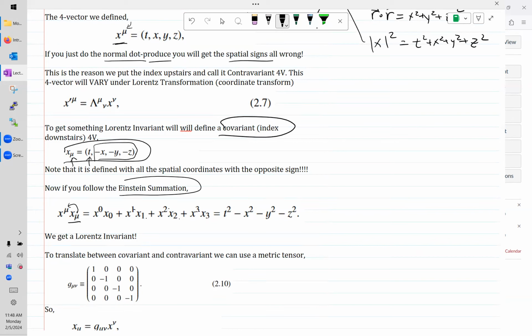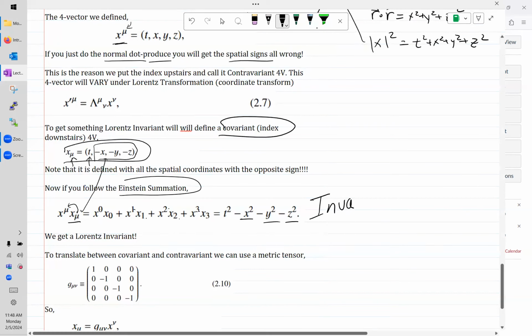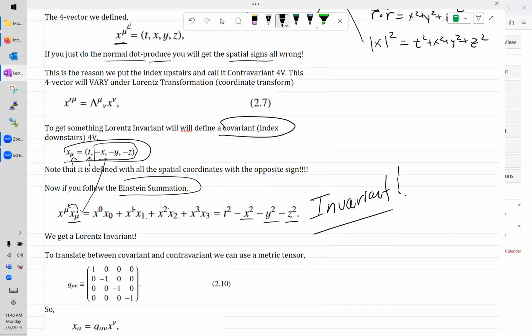Since the 4 vector mu downstairs has these negative signs, all the spatial parts have a negative sign, now we do have an invariant. This is how we make this construction. That's why a 4 vector is a little bit different from just regular vectors. You can have a contravariant 4 vector and a covariant 4 vector, and the scalar product of a contravariant with a covariant together is an invariant.